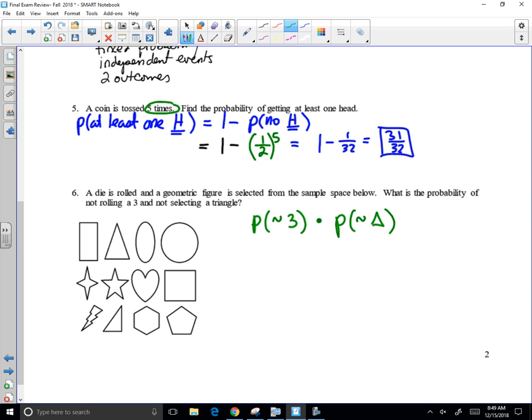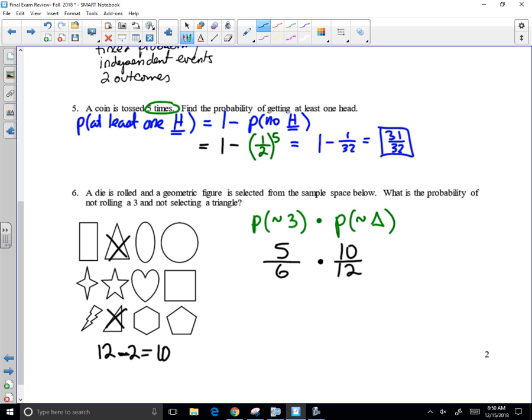All right, so number of ways I could not get a 3 when I roll a die. How many ways can I roll a 3? On a 6-sided number cube. 1, so every other way would be not getting that particular outcome. Not getting a triangle. So we have 12 outcomes here in total. We have a triangle here and a triangle there. I don't want those. So 10 ways in which I can get something that I do want. So 10 out of 12.